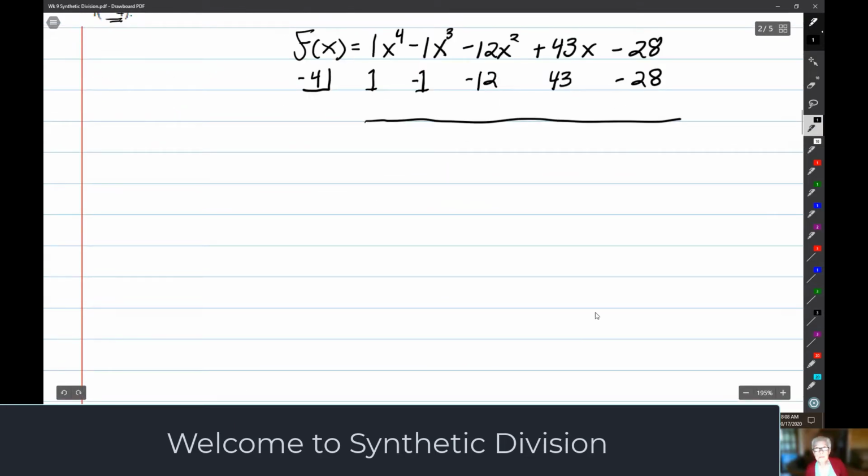Okay, now, I don't want to go too fast because I want you to follow what I'm doing. I wrote down the coefficients, the numbers in front of the letters, that's what coefficients are, and the constant at the end with the signs in front of them. You have to be very careful to do that. And then I wrote negative 4 in a backwards L out in front of the coefficients. And now I'm going to go to this first number right there, and I'm going to bring it directly down and write it here.